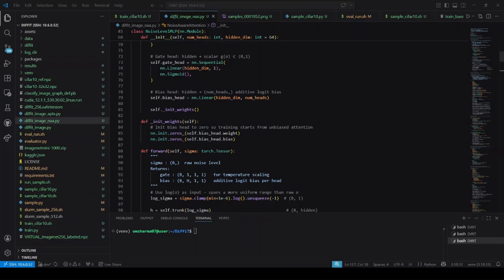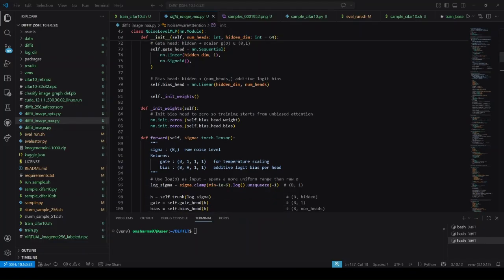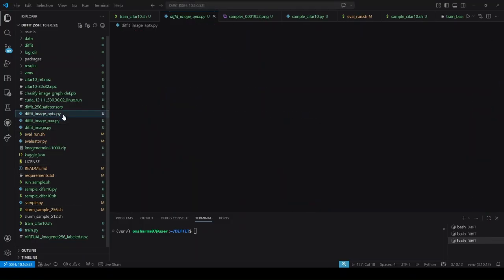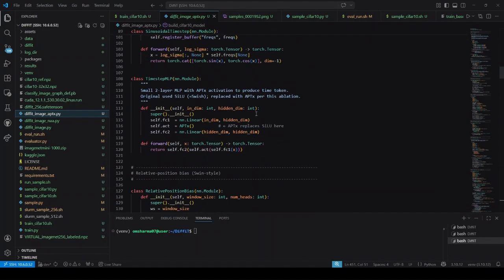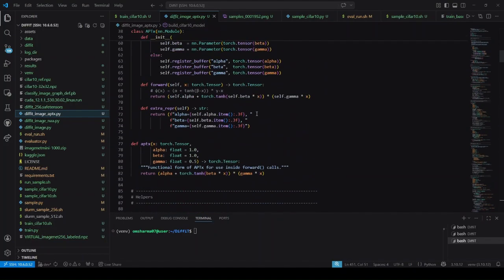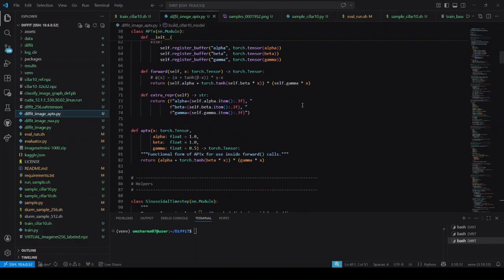So after implementing the noise aware attention, we can run it using the same sample.py and evaluator.py that I will discuss later. The DiffiT image aptX contains the implementation of replacing the SiLU activation function with the aptX activation function.